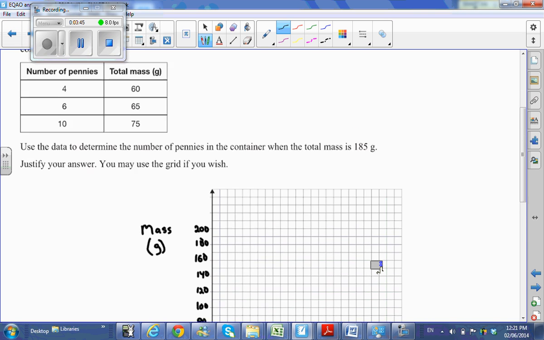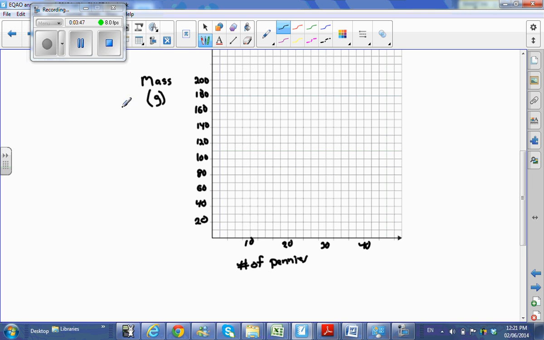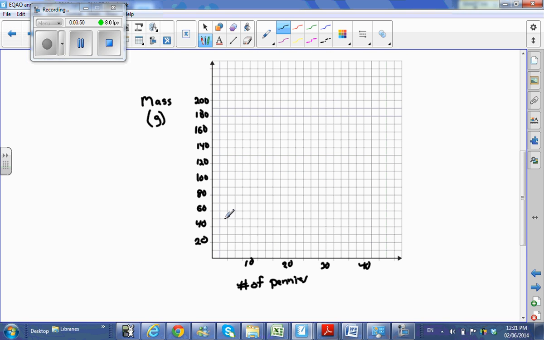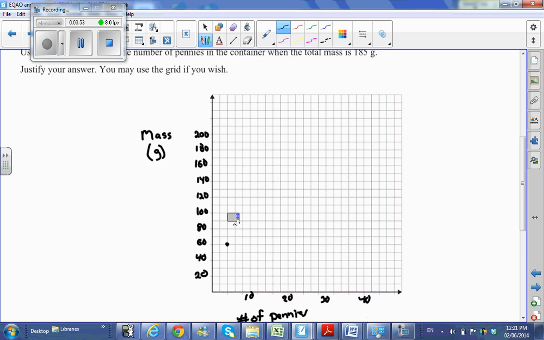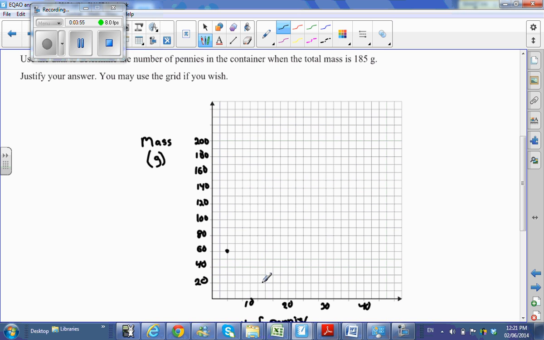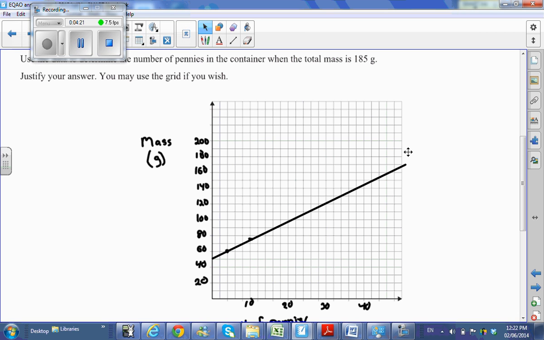So 4 was 60, and I'll jump to the last one here, which is 10 was 75. And I can draw a line now. It's off a little bit, so I'll slide it up here. So we can get a rough idea of what the answer should be. So for 185, we're still off a little bit, but we can see that it's definitely going to be into the 50s.